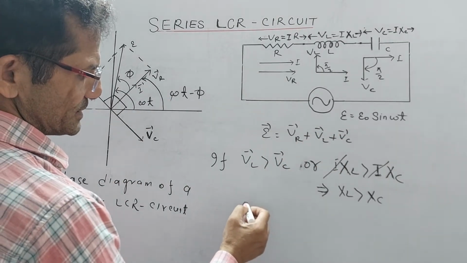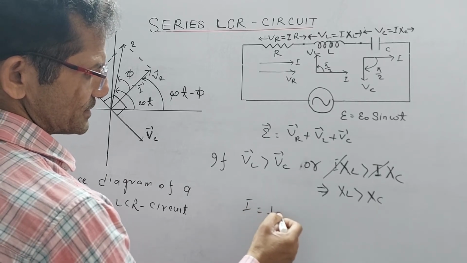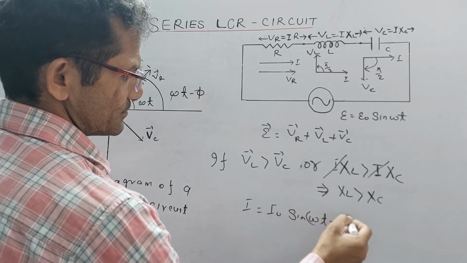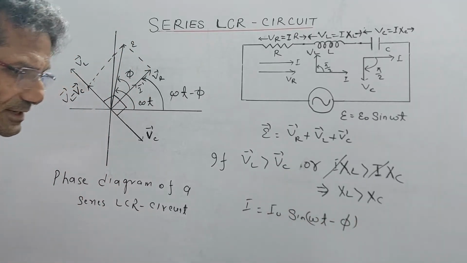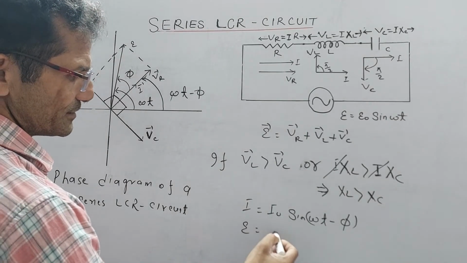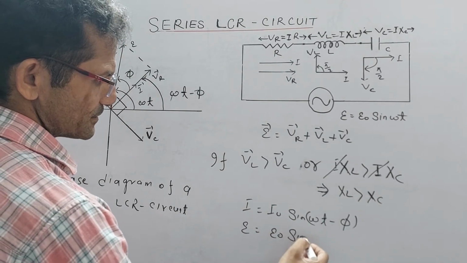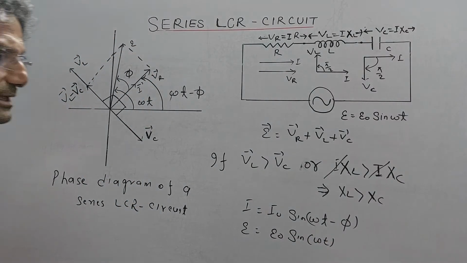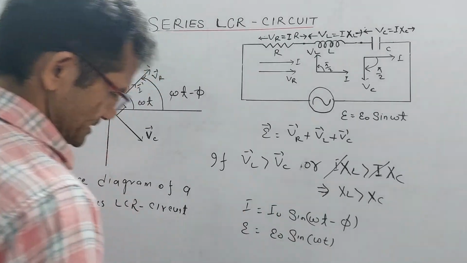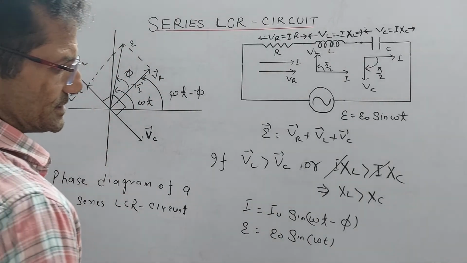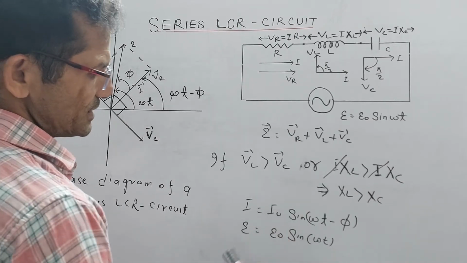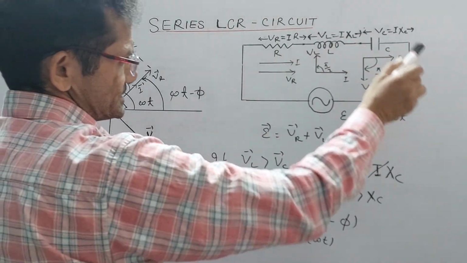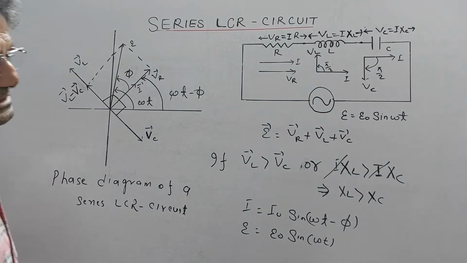So if I represent the current by I, it becomes I naught sine omega t minus phi, and our voltage at that instant will be E naught sine omega t. This we have found out very easily with the help of the phasor diagram. Now let us find the relation between I naught and E naught, and what would be the impedance of this LCR circuit. Impedance means the resistance of this LCR circuit.